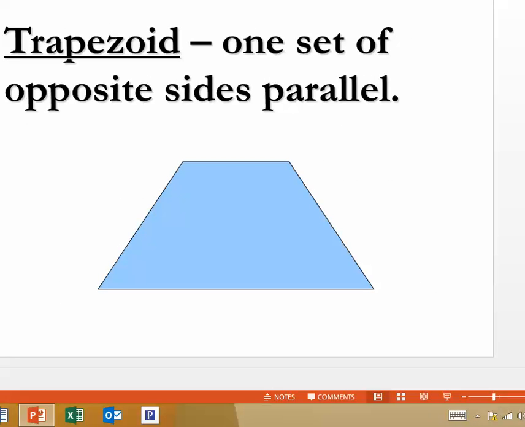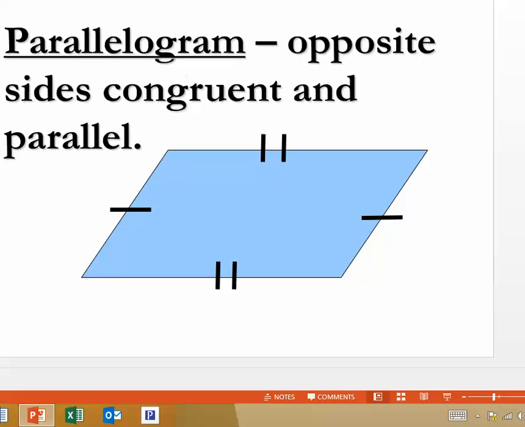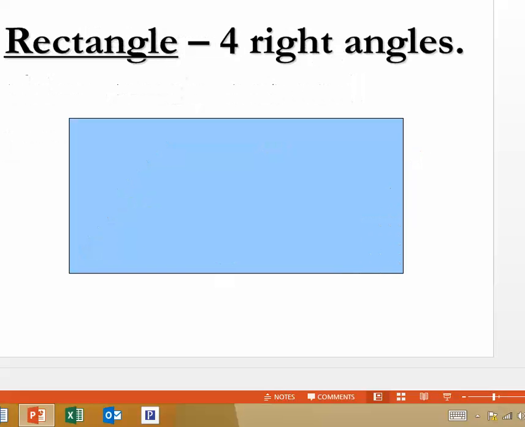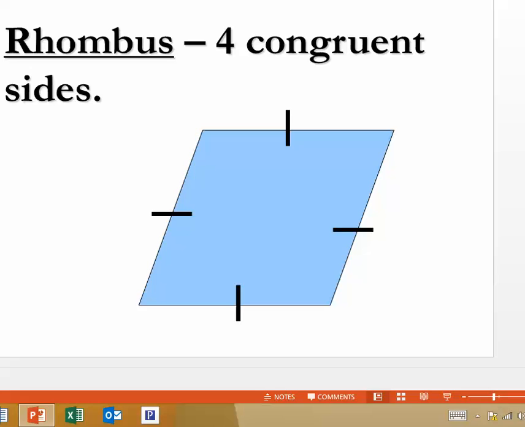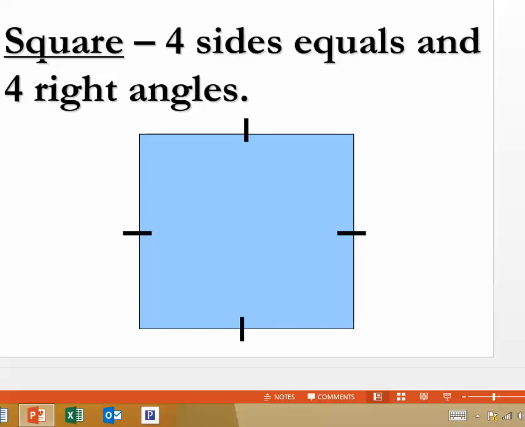Trapezoid, one set of opposite sides parallel. Parallelogram, opposite sides are congruent and parallel. Rectangle, 4 right angles and also opposite sides are parallel and congruent. Rhombus, 4 congruent sides, opposite sides are parallel and congruent. Square, 4 sides equal, 4 right angles, opposite sides are congruent.